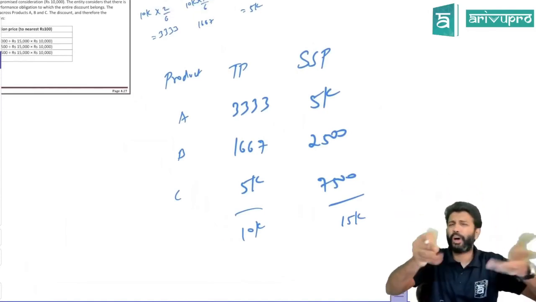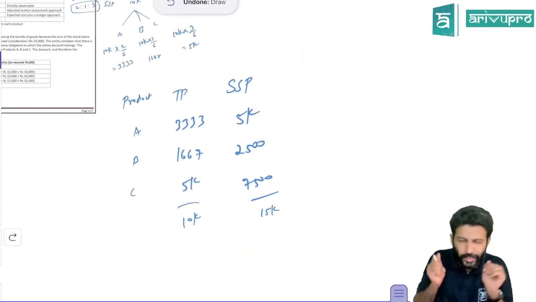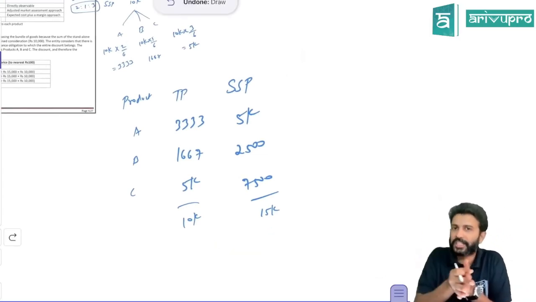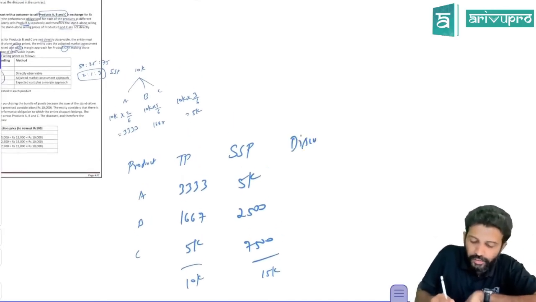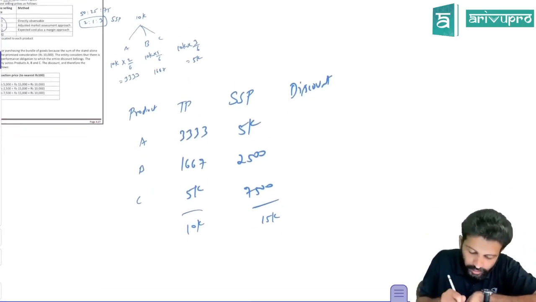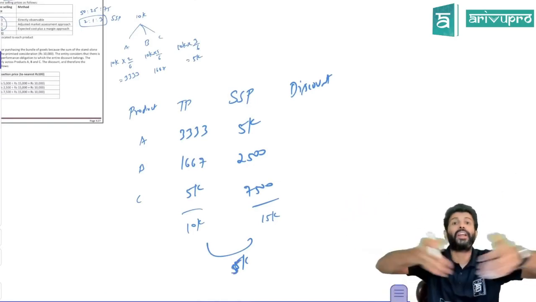Since you gave it as a bundle, normally in a bundle there will be a discount. So basically here they have given a discount of 5,000. When you allocate the transaction price in SSP ratio, sir, the discount will be allocated to all the products. So check over here. How much is the total discount you gave? 5,000. This 5,000 discount, did you give it to one product? No, it got allocated to all the 3.